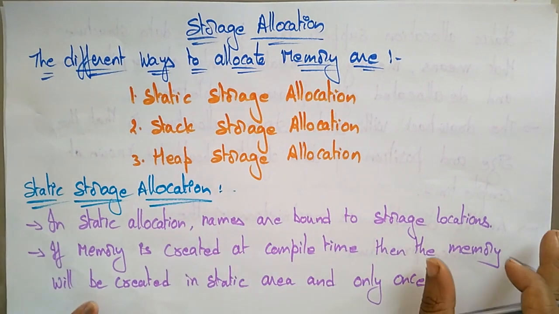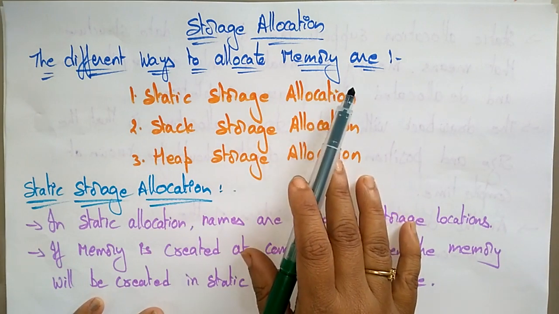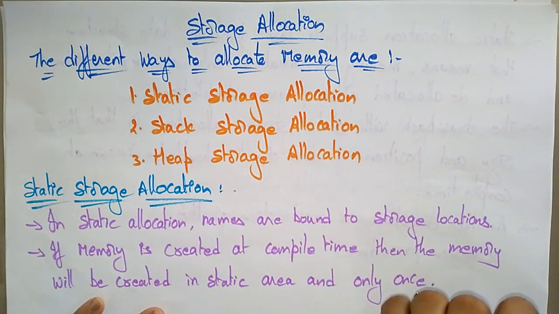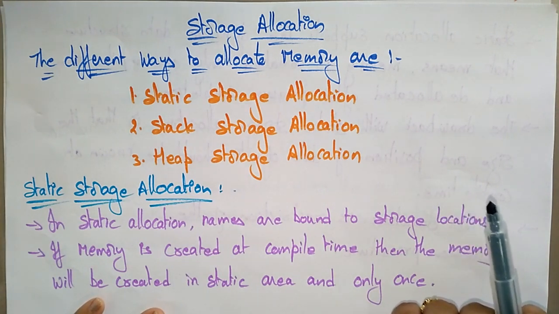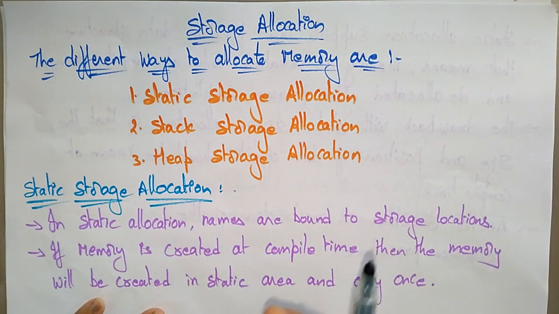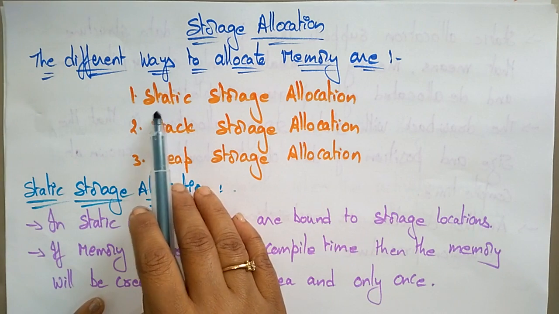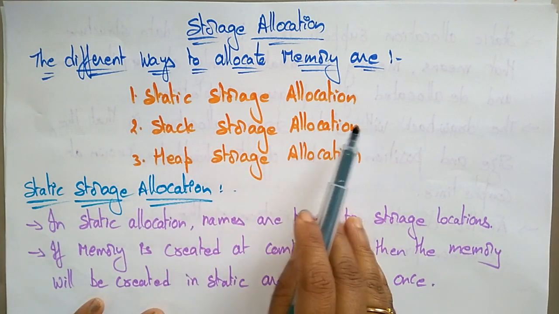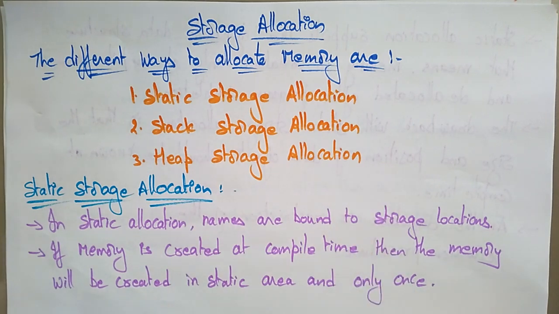So let's see what the storage location is. The different ways to allocate memory. The data that will be stored in the memory, that is a storage location. So where exactly it will be stored and in which format the memory is going to be allocated to the device. The different ways to allocate memory in the compiler are static storage allocation, stack storage allocation, and heap storage allocation.